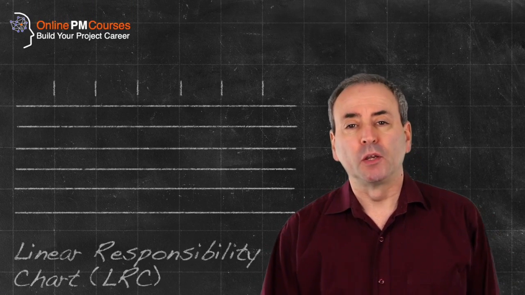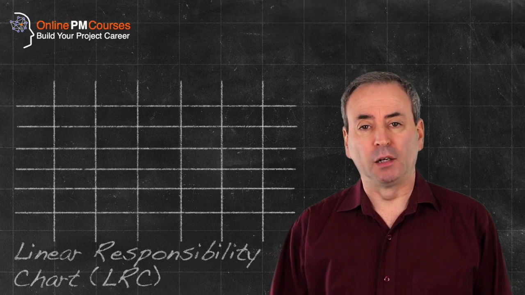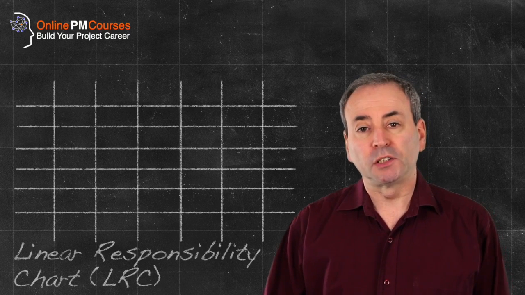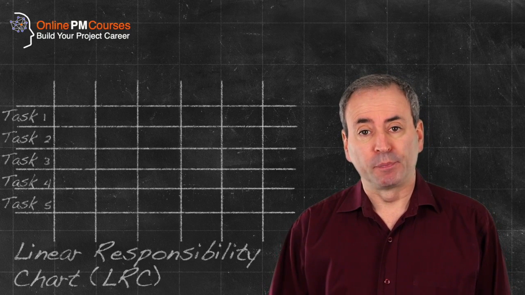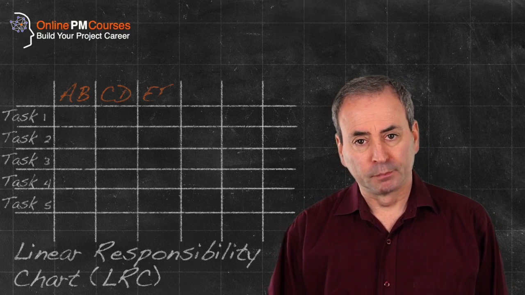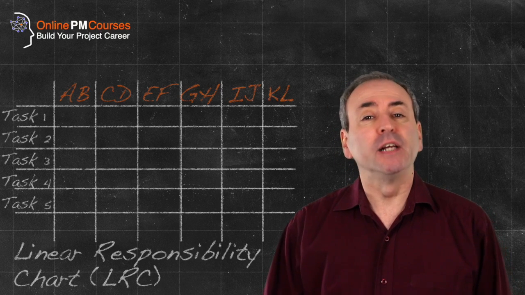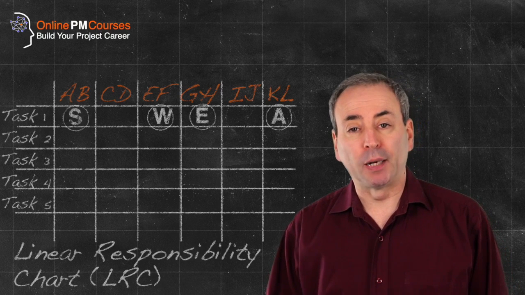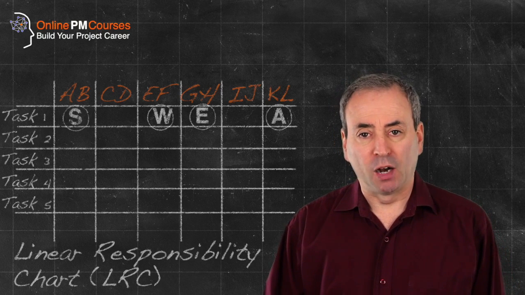In this example, you can see that a linear responsibility chart starts with a grid. We put our tasks or activities down the side, and we list our resources along the top. We then fill the grid with symbols that represent the role that each resource is going to play on their respective tasks.